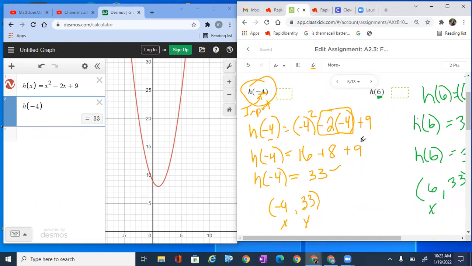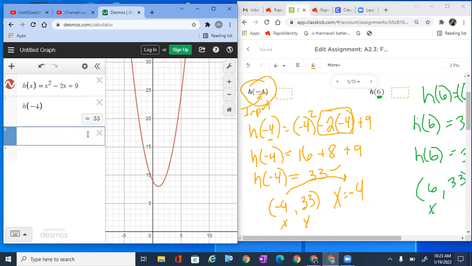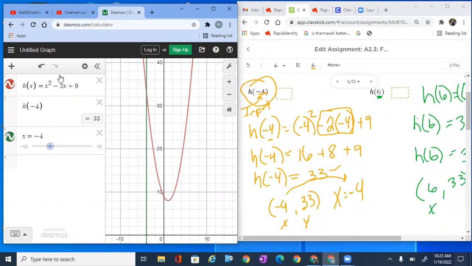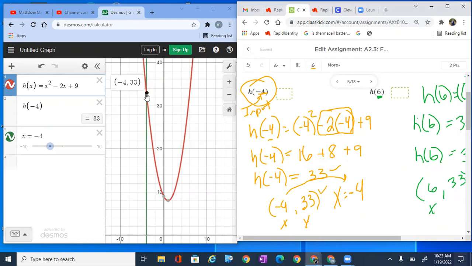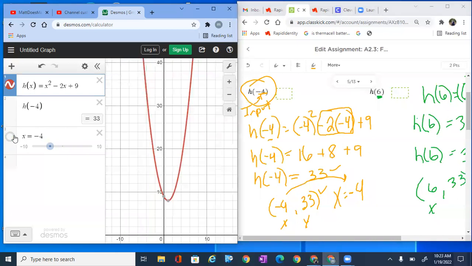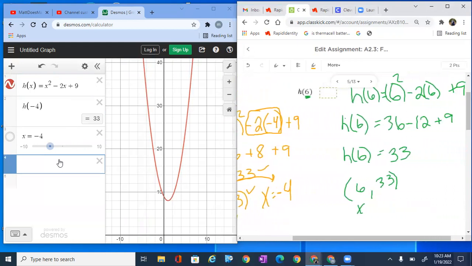Now, another way we can also do this is recognizing that x was equal to -4 in our problem. So I can actually type in x equals -4. And when we do this, it verifies that our point of intersection is that answer, -4 and 33. So that's one way of doing that. Let's just go ahead while we're here and check our second problem, which was h of 6.